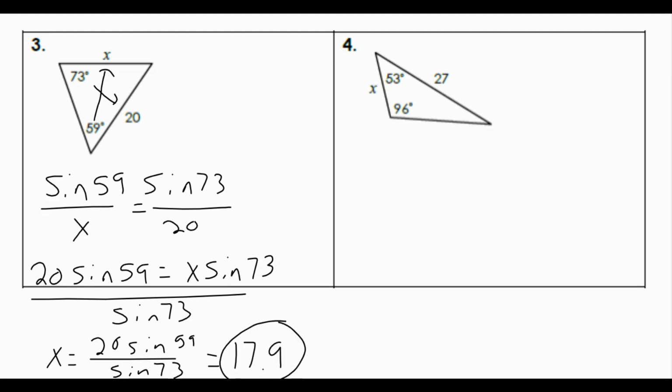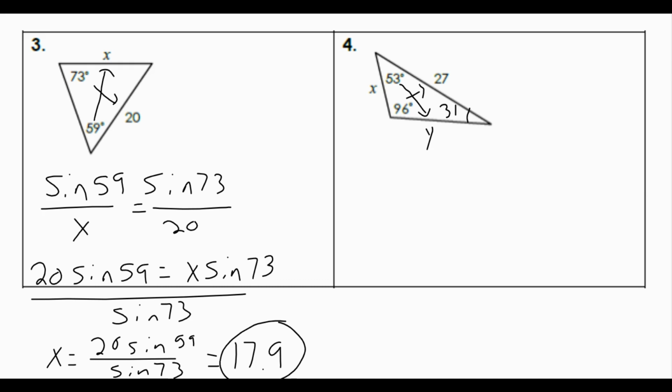Looking at number 4, I have angle measures of 53 and 96, and then side lengths of x and 27. Now 96 is the angle that is opposite side 27. 53 is opposite this, which we could call y, but I'm not looking for that. I'm looking for x. So I can use these two angle measures and the fact that I have a triangle to find this angle measure here. So 180 minus 96 minus 53 would give me 31.